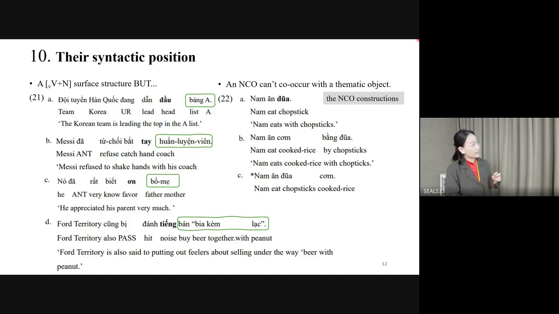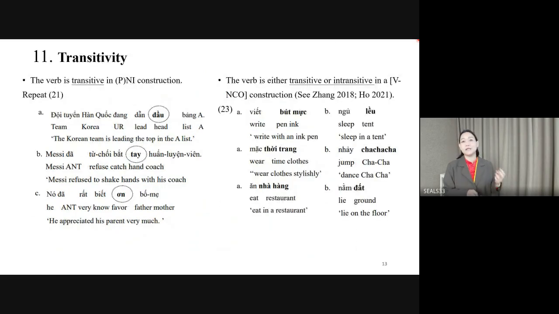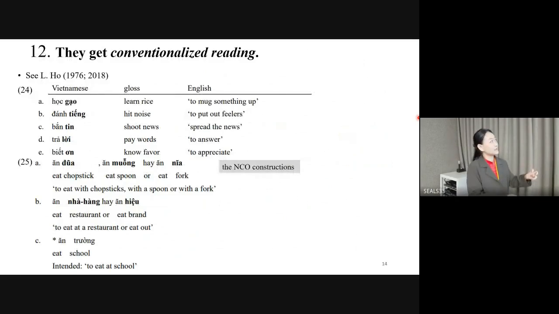And regarding transitivity of the verb, on the red line side, most of the examples are transitive. But in example 23, non-canonical object in Vietnamese, example A is transitive, but example B is intransitive. Okay, and then we have shown in the semantics that yes, they get the conventionalized reading.